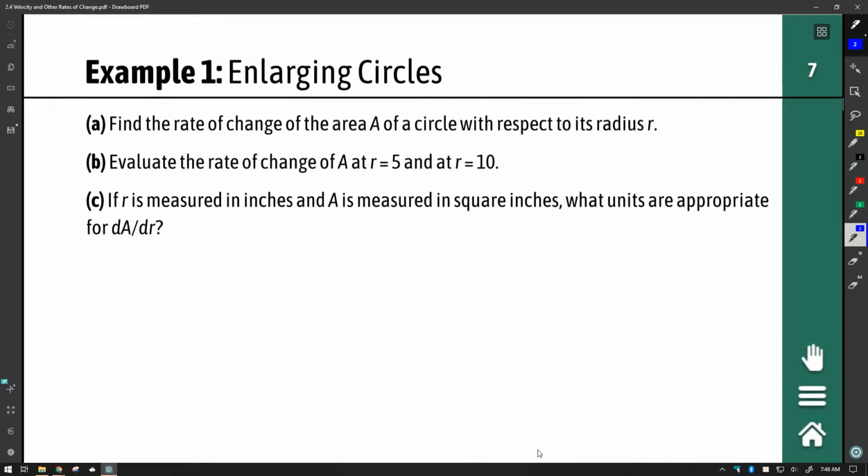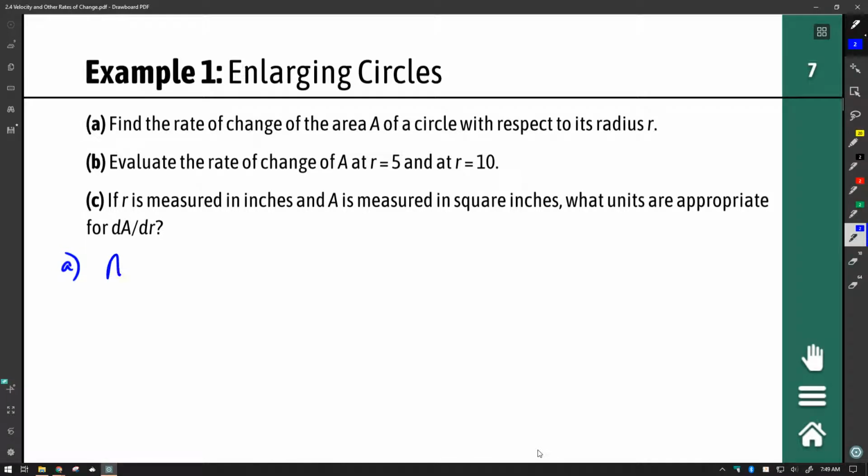So here's an example. Enlarging circles. We want to find the rate of change of the area A of a circle with respect to its radius. Then evaluate the rate of change at r equals 5 and r equals 10. And finally, if r is measured in inches and A is measured in square inches, what units are appropriate for dA/dr? So let's begin part A, and we're going to need an equation that relates the area and the radius as we move forward.